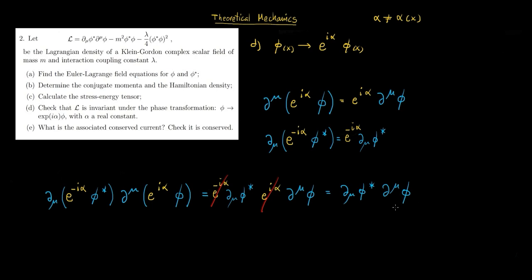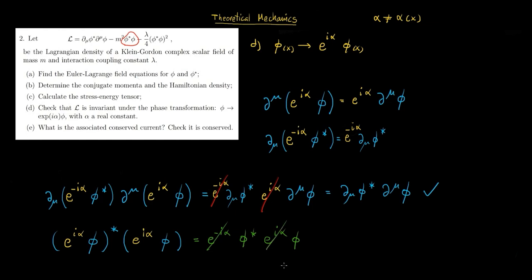So the kinetic term is invariant under this transformation, and the other terms are even easier, because we have e to the minus i alpha phi star times e to the i alpha phi. By the way, I'm looking here. This gives us e to the minus i alpha phi star, e to the i alpha phi.